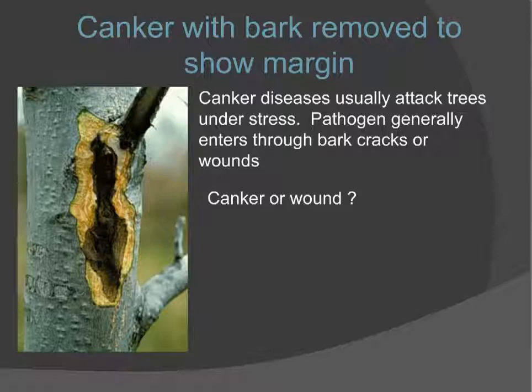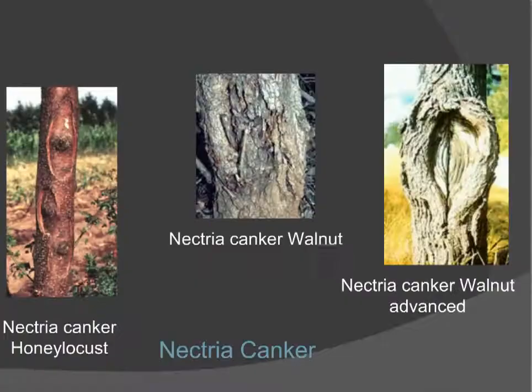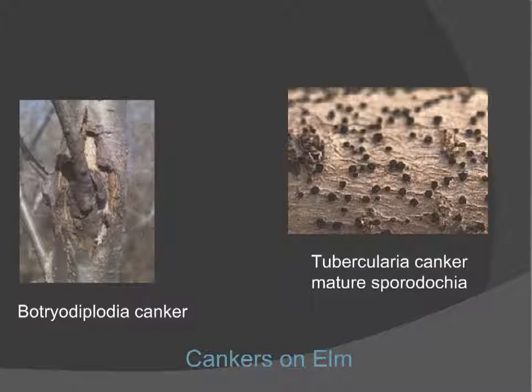They usually attack trees that are under stress and generally enter through bark crevices or wounds. So one way that we can tell a canker or a wound, because oftentimes a canker looks like a wound and a wound looks like a canker. And if you'll note here, a canker often will have the branch stub right in the middle of it. So you'll have the sunken or dead tissue around this branch stub. And here again, we've got blackened dead tissue right around a branch. And if you look closely enough at the right time, you might see the sporodochia, or the fruiting bodies of the canker disease.